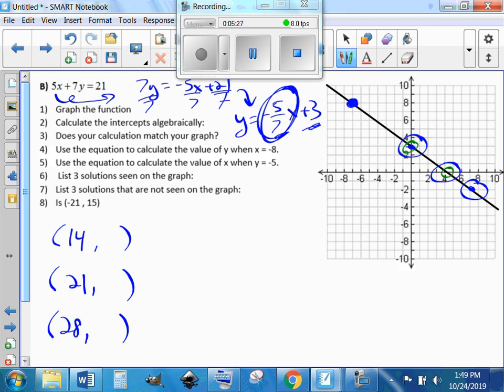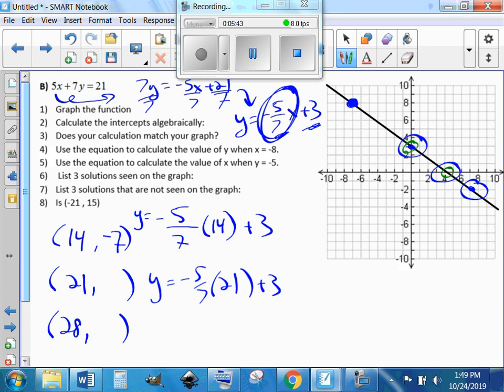So now when I calculate, I'm going to have y equals negative 5/7 times 14 plus 3. That's going to be a whole number. So for example, this is negative 7. Then if we did y equals negative 5/7 times 21 plus 3, that's going to be negative 12. And then y equals negative 5/7 times 28 plus 3, that's going to be negative 17. So since I chose these x values that were off the graph, when I find the y values, there's no doubt that these are solutions, but also they do not appear on the graph.